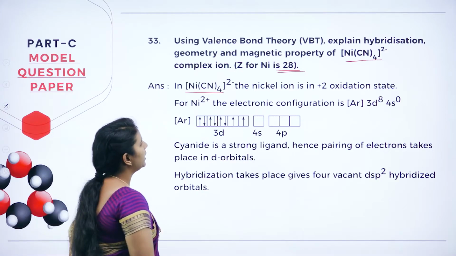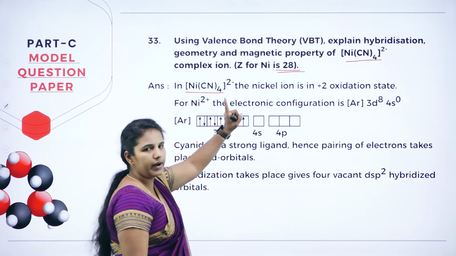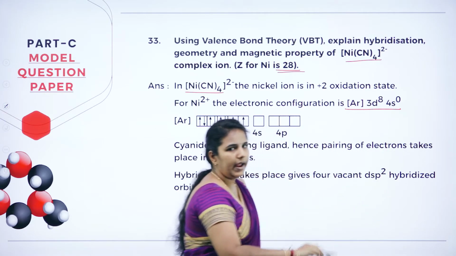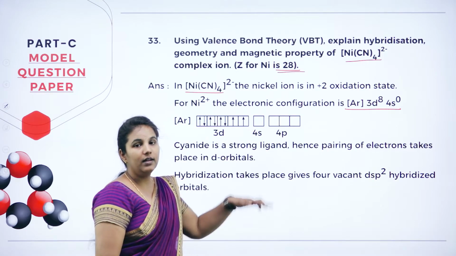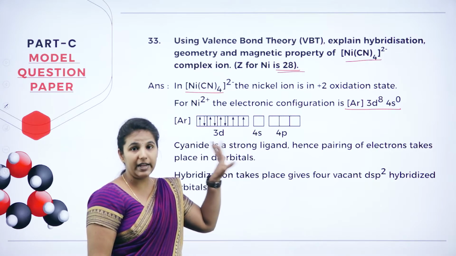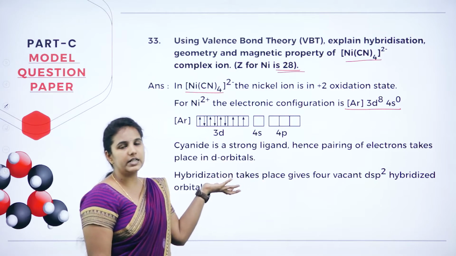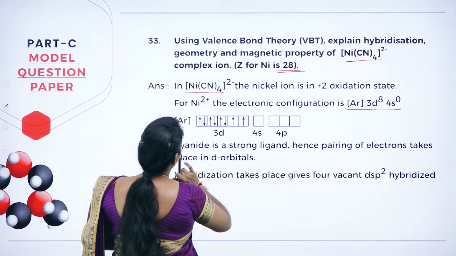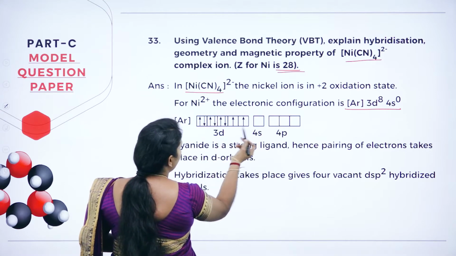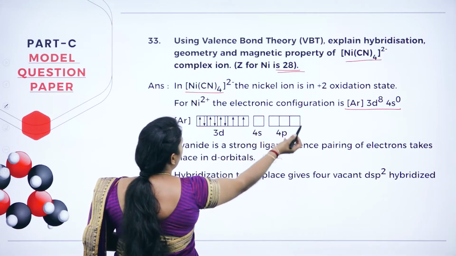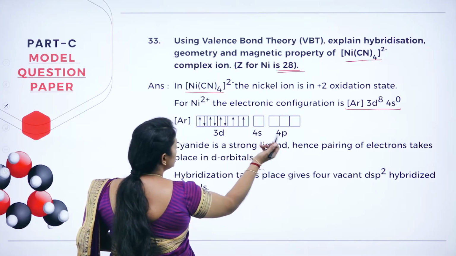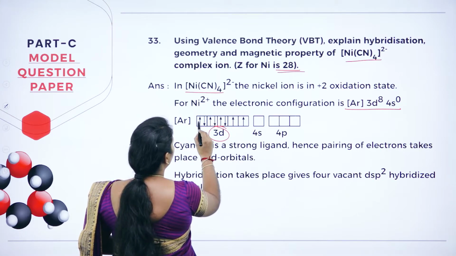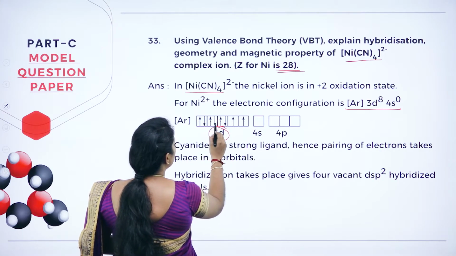Coming to the electronic configuration, nickel is 28. Just write the electronic configuration: argon 3d8 4s2. So, in the d orbital it has 8 electrons, whereas in the 4s it does not contain any electron. Just I am writing the electronic configuration: argon 3d8, 4s and 4p. All these 4s and 4p are empty because they do not contain any electron. And you can see that in the 3d we have 8 electrons: 1, 2, 3, 4, 5, 6, 7, 8.